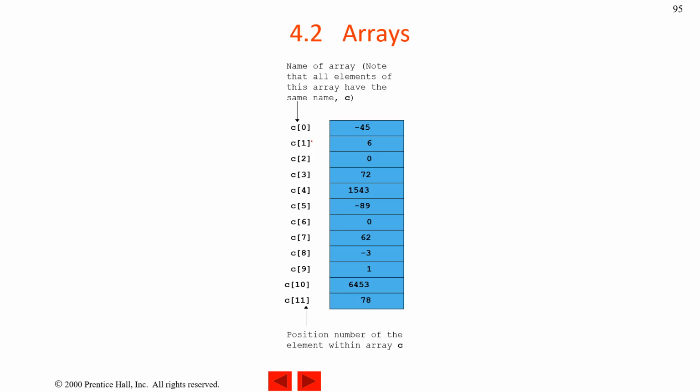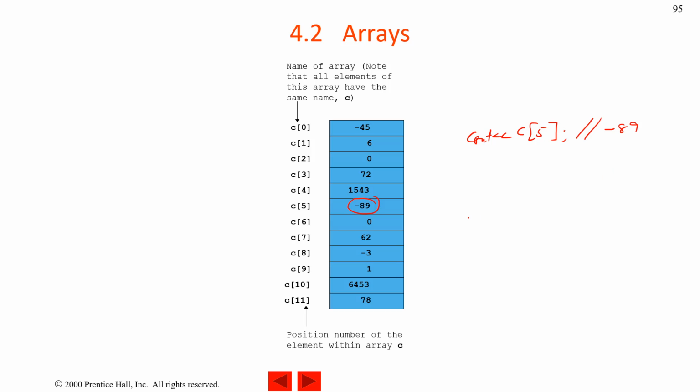This is an example of how it looks in the memory. This is array C, C of 0 is the first location, and then it goes all the way to C of 11. It means this array is of size 12 because 0 is also included and there are 11 more. So the size is 12, but the index goes from 0 to 11. If I were to write cout C of 5, this value is going to be printed, so this will result in printing of -89.